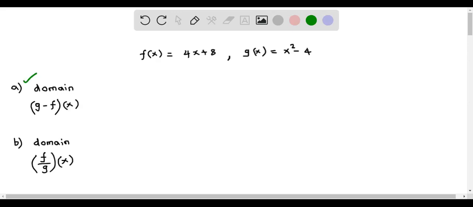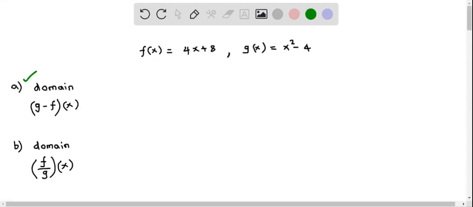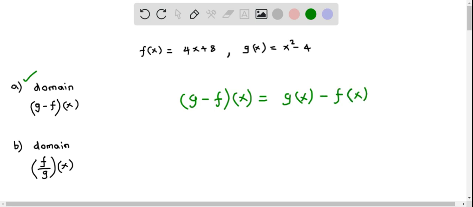Let's do part A. So here we find the domain of this function, that is g minus f of x. When we use the algebra of functions rule, we can write this as g of x minus f of x. So this is basically a subtraction of two different functions, that is g of x and f of x. Here the domain is the union of the domains of these two functions.